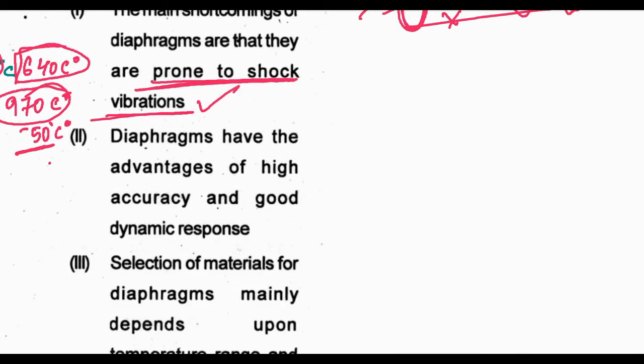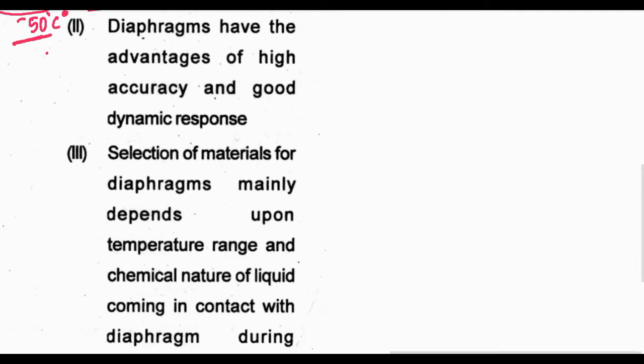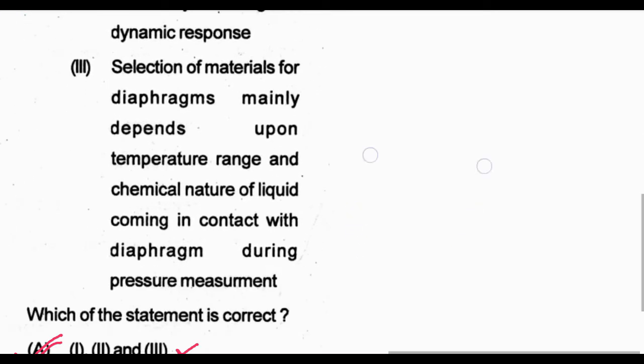Next, diaphragms have the advantage of high accuracy and good dynamic response. So this is correct. They have good accuracy and high dynamic response. Next, the selection of material for the diaphragm mainly depends upon temperature range and chemical nature of the liquid coming in contact with the diaphragm during the measurement of pressure.